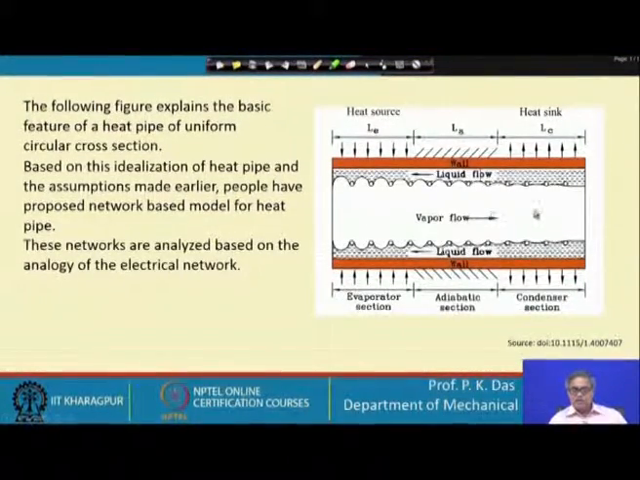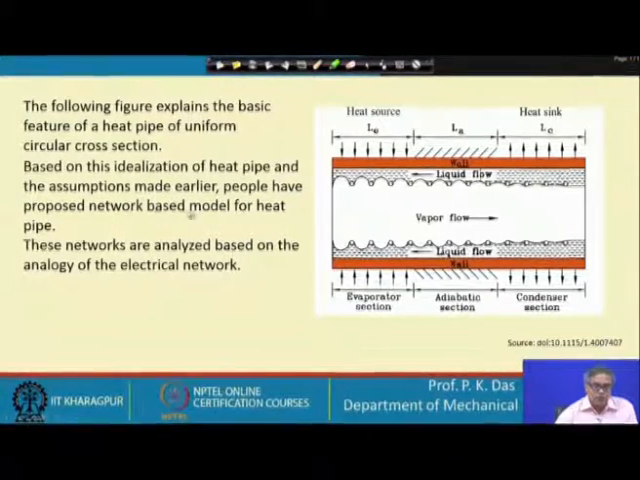Vapor is moving in this direction and liquid is moving in the opposite direction in a counter flow or counter current kind of manner, and this circulation of vapor and liquid flow has to be supported by some sort of pumping power, and that pumping power is coming from the capillarity of the design. So, this is very important. Once we understand this, the basic features of the heat pipe, of uniform cross section, and the assumptions we have made, we can now move forward for analysis.